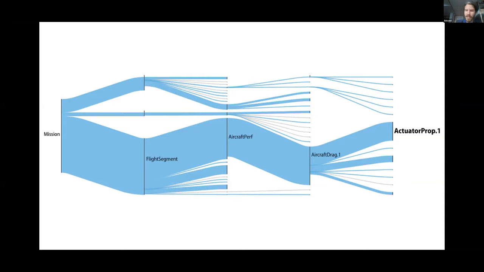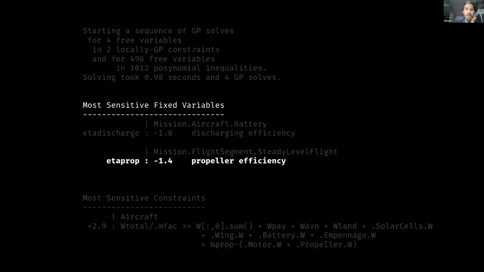When this graph was made, actuator prop was also the newest code on the solar airplane project. Fresh constraints intended to replace the fixed variable eta prop, which modeled propeller efficiency as an immutable 85%. Eta prop had been one of the most sensitive fixed variables in this design space, a fact the engineers in the project became aware of when they actually saw its prominent entry in a default GPkit results table. This high sensitivity to their assumption seemed risky.